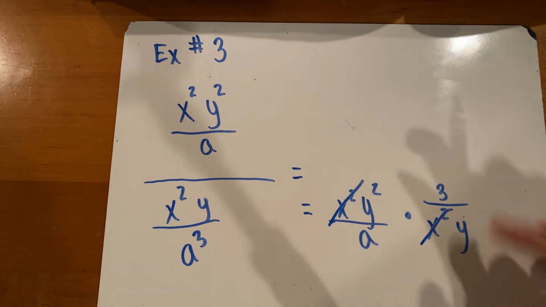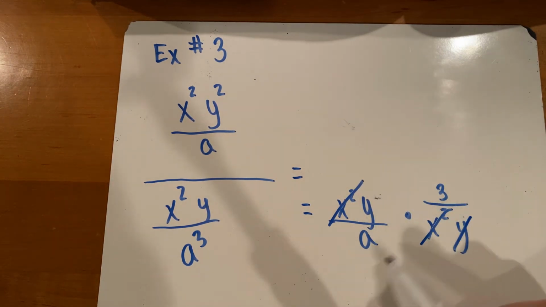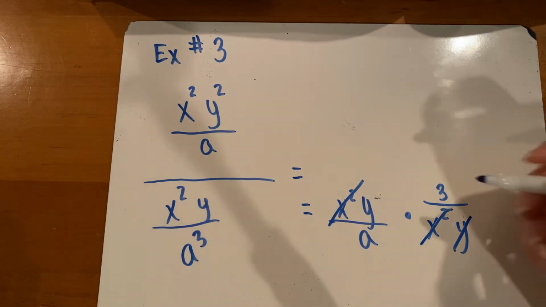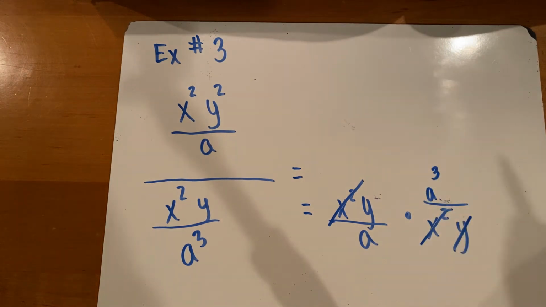I have a y squared and a y, so this y is going to cancel out, and this is going to become y to the first. And I don't have anything to cancel out with my a, this is a to the third. Whoopsie, not a 3. There we go. And now I have more to cancel out.